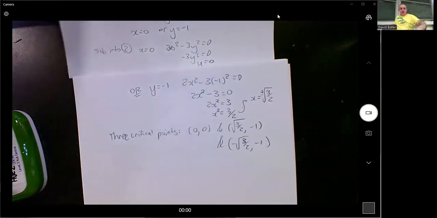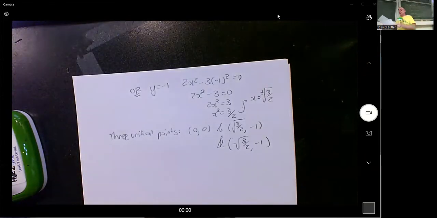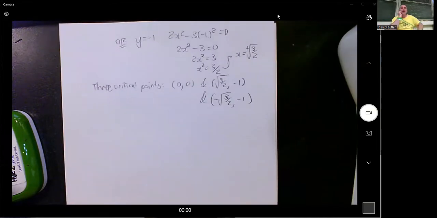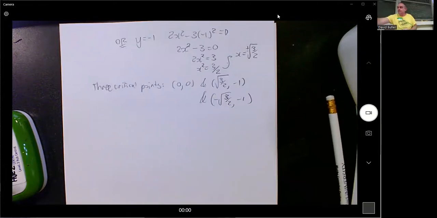Okay, so they're the critical points. That's the end of finding critical points. But there is a thing that we haven't done, is we haven't figured out whether they're local maximums or local minimums or saddle points or whatever. And that's the bit you really wanted to know.